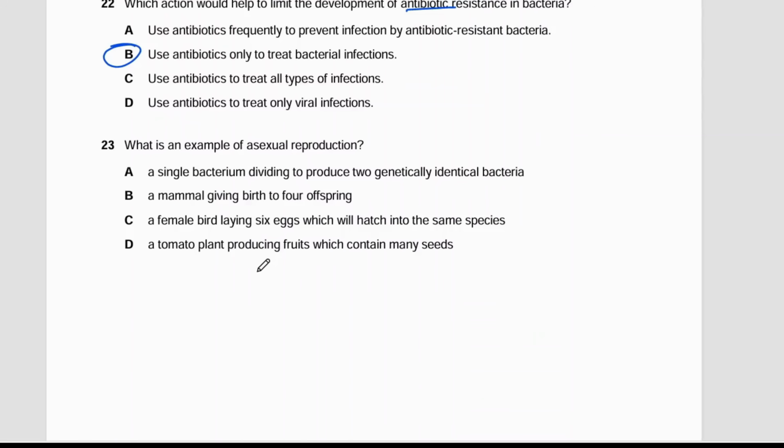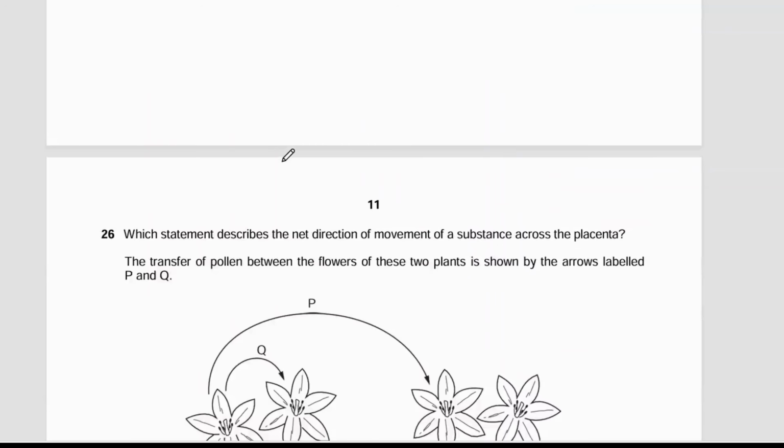What is an example of asexual reproduction? Okay, this one is not the answer, this one is not the answer, and this one, A, is. All the others are sexual.